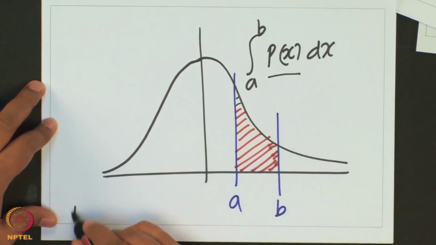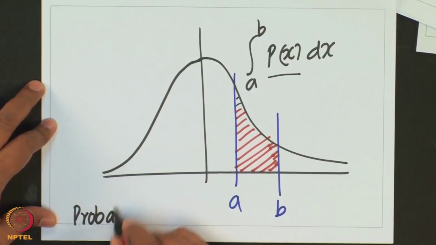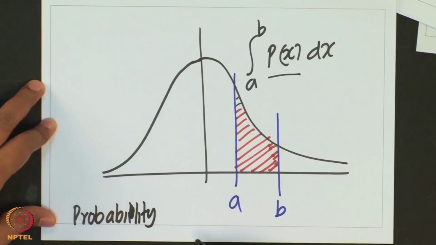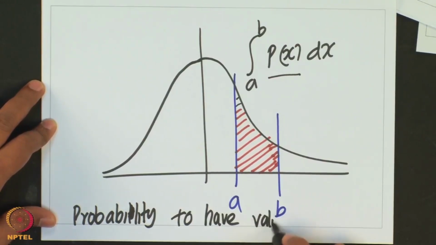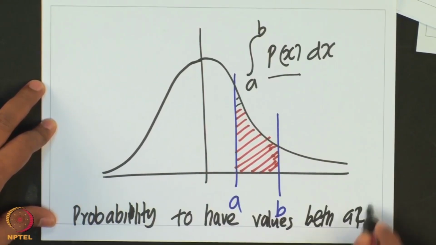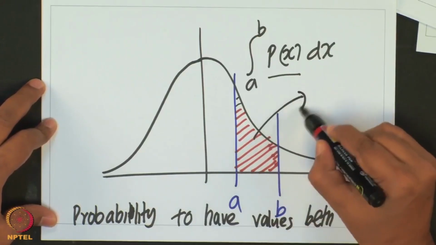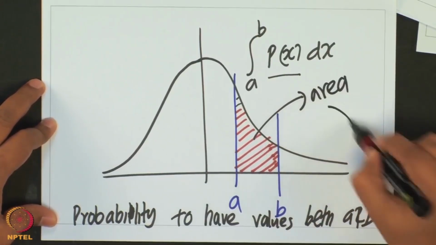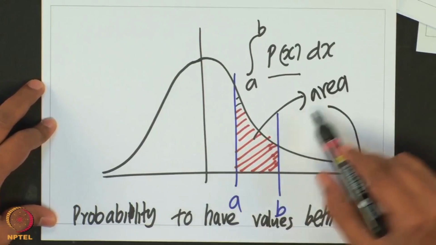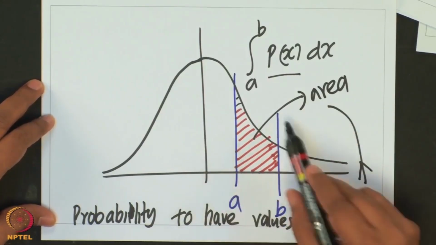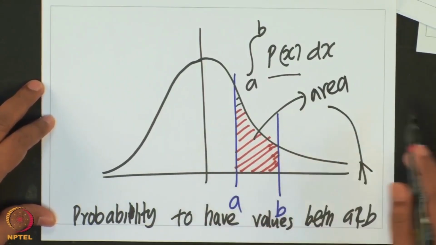This means the probability to have values between a and b. The probability to have values between a and b is basically obtained by this area. So, this area gives the probability to have values between a and b in the distribution.